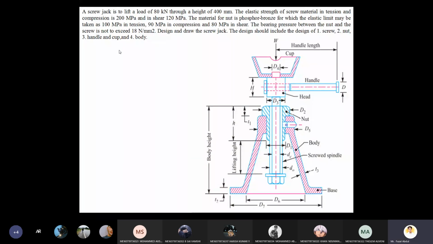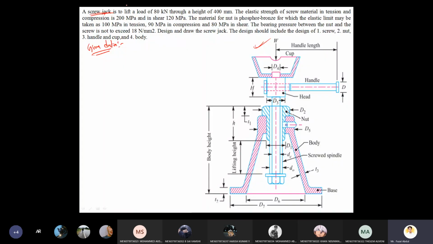This is the problem you can expect for the second mid examination. So whenever a problem is given about screw jack, if you see the term screw jack, immediately you need to draw this diagram. Otherwise, you cannot get the exact marks you are expecting. You cannot get that score.